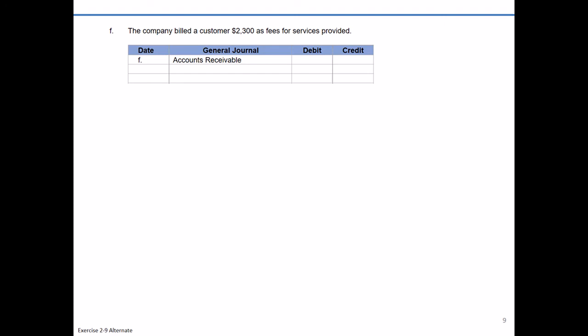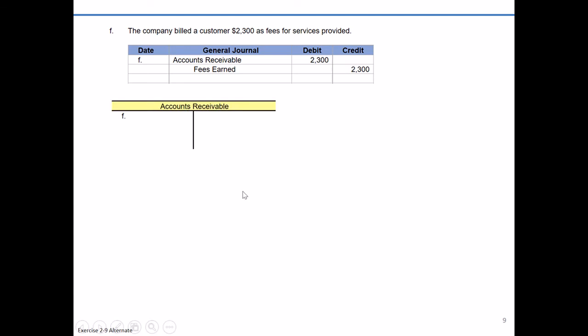Accounts payable is our promise to pay our vendors. Accounts receivables, where we anticipate receiving something later from the customers, is going to be an asset. That's a benefit to us. Being that it's an asset and that's increasing, we're going to debit it for $2,300. The flip side of the transaction is going to be fees earned. Again, a revenue, it's increasing, so we're going to credit it for $2,300.